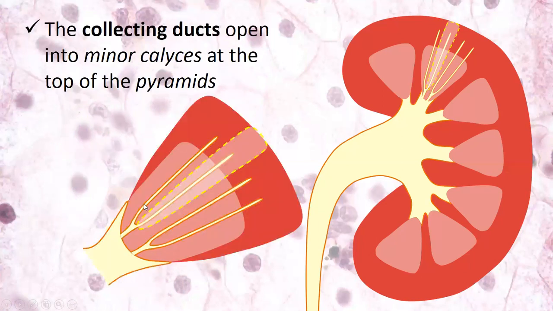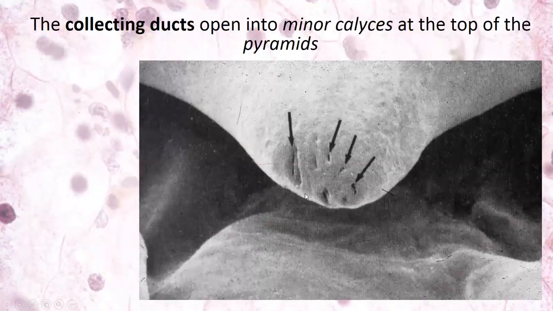So here we can see that collecting ducts are opened into minor calyxes at the top of the pyramid. And here we can see openings of the collecting ducts. It's the point of the renal pyramid, and there are openings, and it's the region where urine is released into the minor calyx.